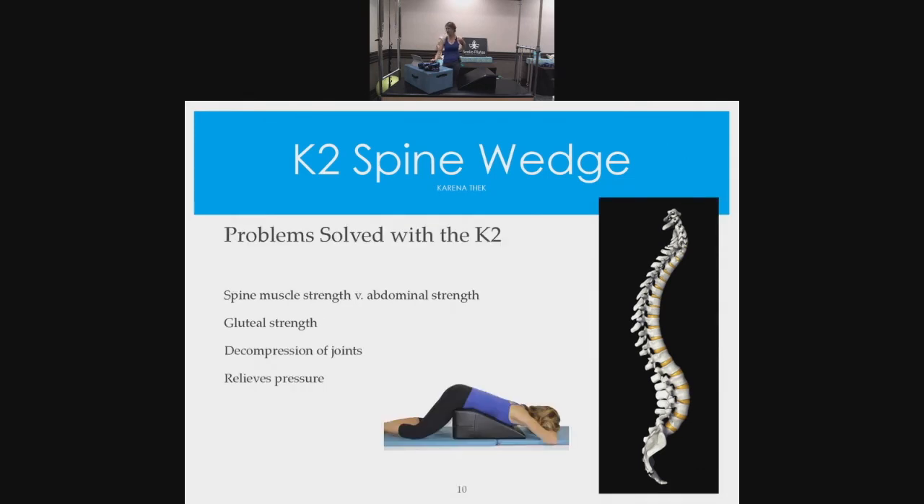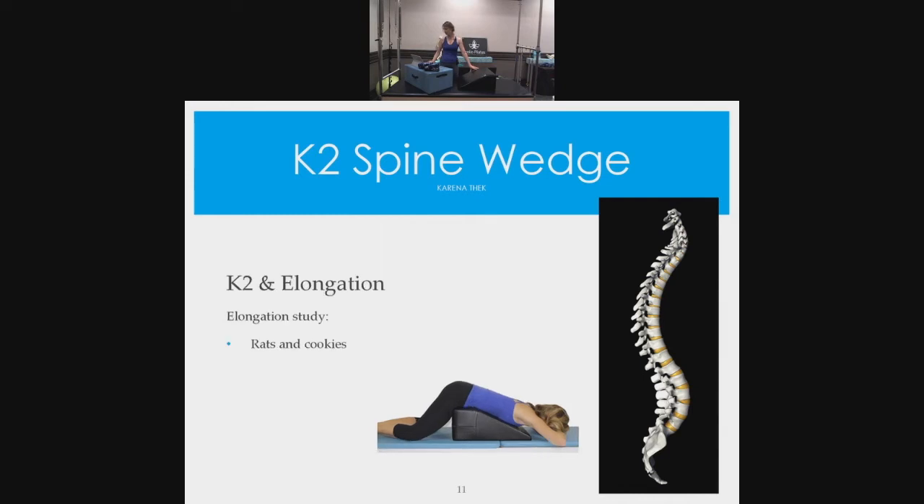And these are all things that when we're using the K2, these are problems that we're trying to resolve. We're trying to resolve the glute strength issue. We're trying to resolve the spine muscle weakness. And the decompression of the joints is happening with the downward glide of the spine. So the hips are going here, the head is here. We have a slight inversion happening, so decompression and relieving some pressure, those degenerative changes that can be going on. K2 and elongation.